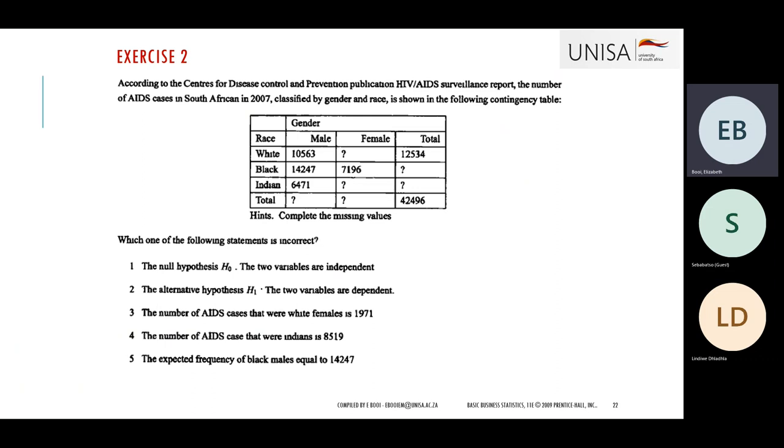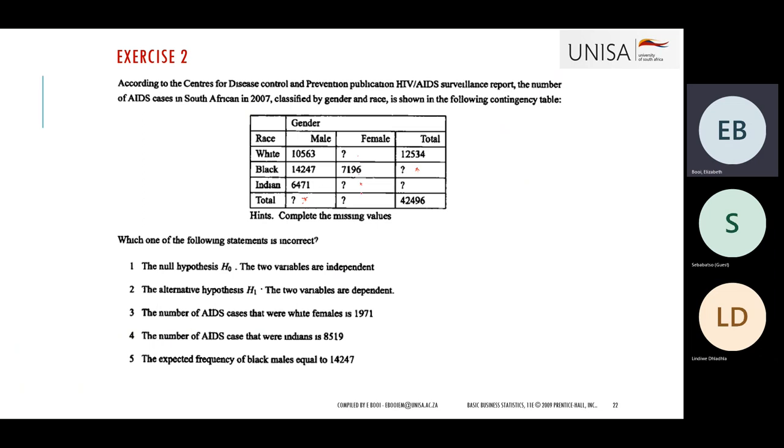So before you can even answer the questions below, they're telling you to complete this table first and then go and answer the question. The question asked is which one of the following statements is incorrect. So we're going to have to find the incorrect answer. Before we do, let's complete the table. It's easy because this is a contingency table. You can start with female: if I need to know how many of those, this is the total. Therefore, I can take 12534 minus 10563 and complete that. To complete the second total, you just add the two values and get the answer. To complete this last one, you just add all of them.